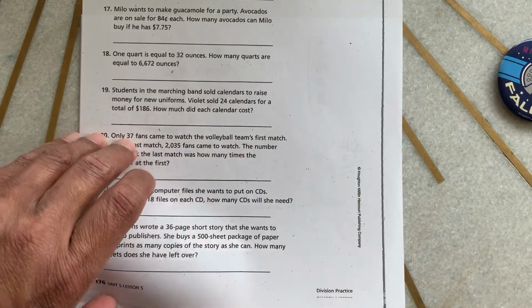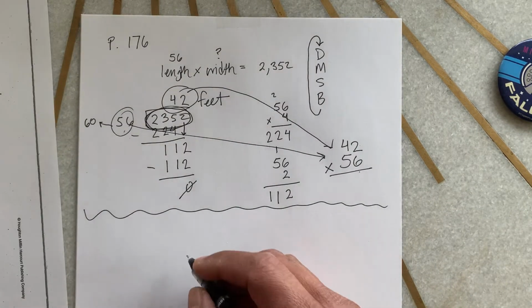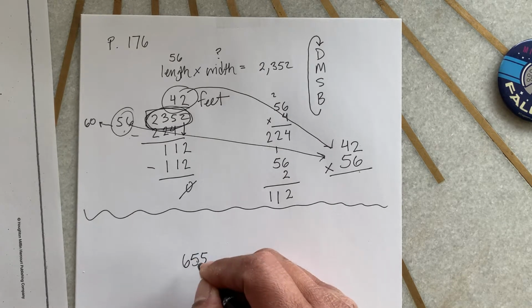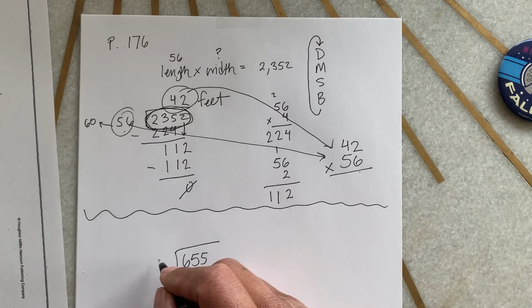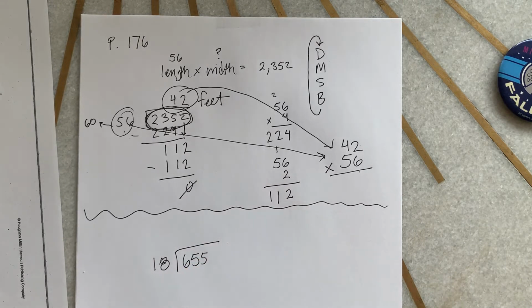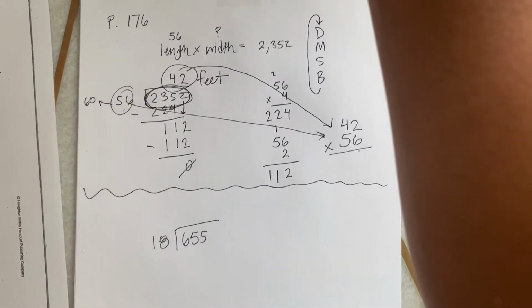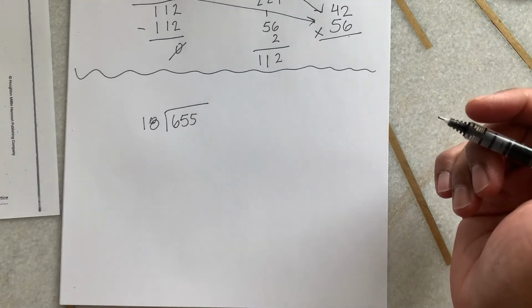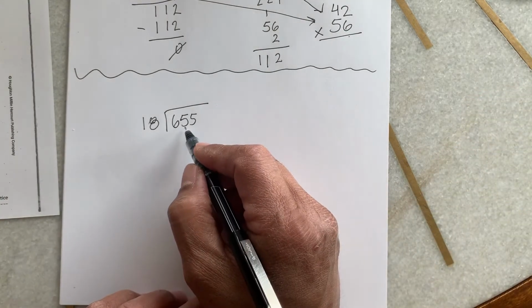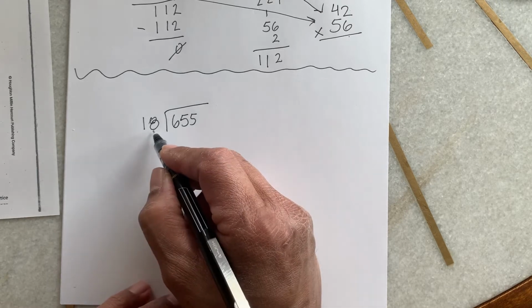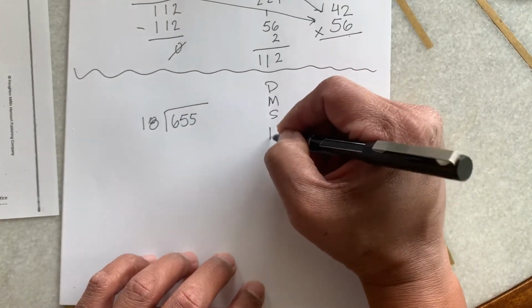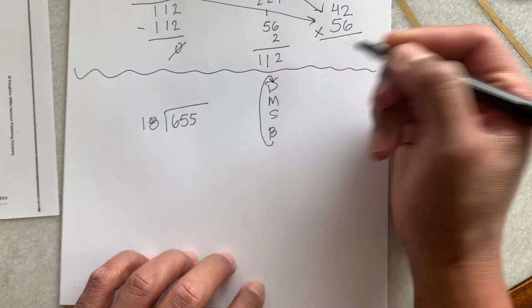All right, so 655 computer files. I'm going to put that here, and I'm dividing it by 18. Why 18? Because that is how many files she can fit on a CD. So 655 files from the computer, and 18 of them can fit on a CD. So again, we're going to divide, multiply, subtract, bring down. And let's get started.